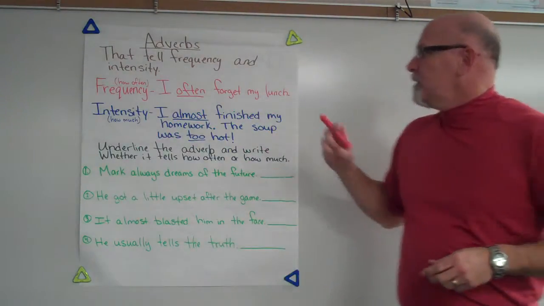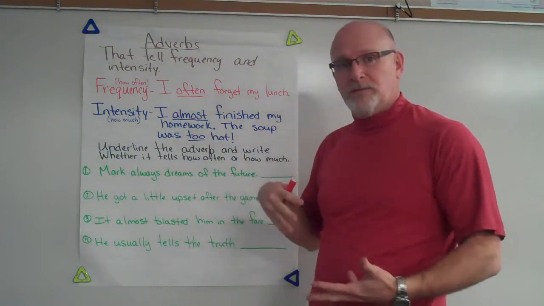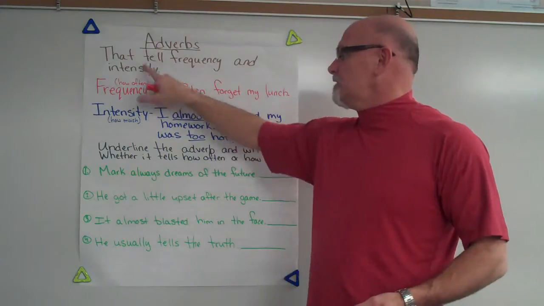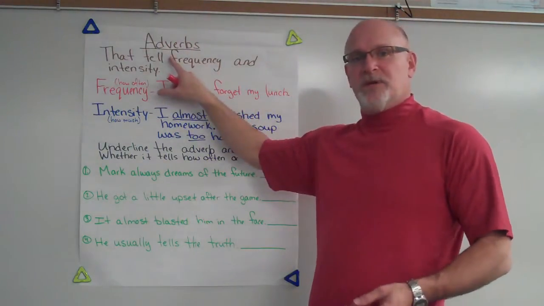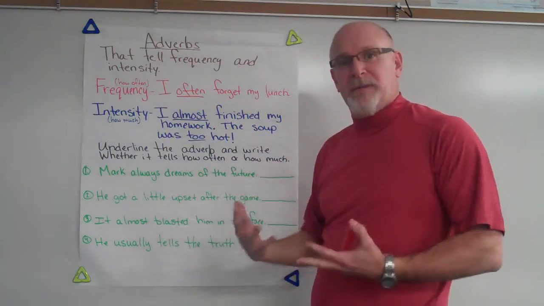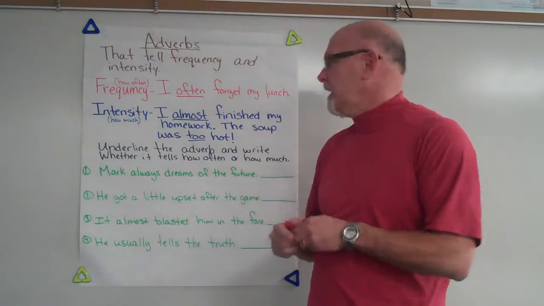All right, yesterday we talked a little bit about adverbs that tell how, when, and where. Today we're going to add a little more to that, okay? Other adverbs can tell us the frequency and the intensity of something. So if it's talking about the frequency, it's telling us how often something happens. And the intensity tells us how much happens, okay?